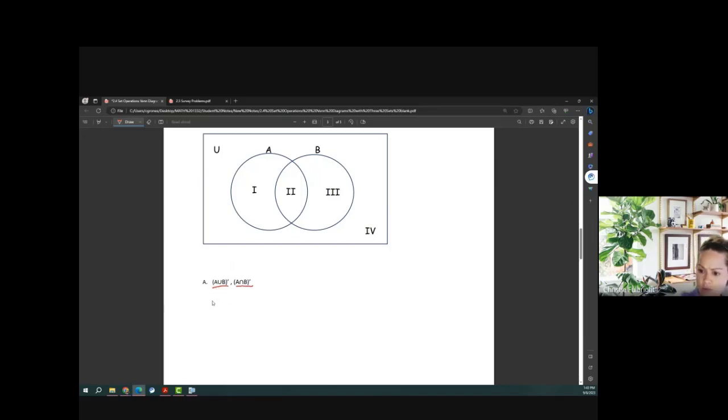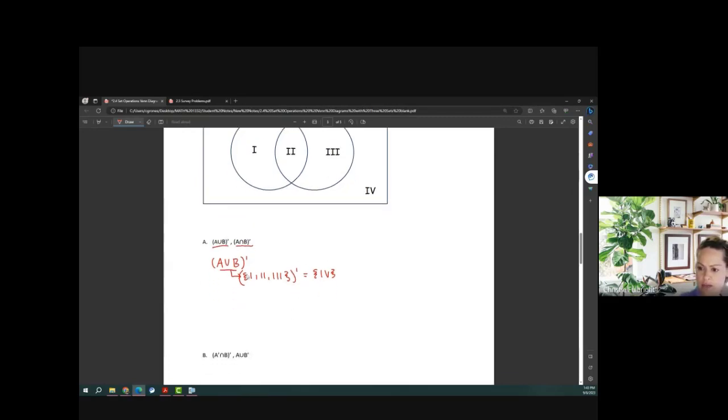So the first one, we have the union of A and B, and then we'll find the complement. So let's find that union first. The union of A and B, we would have Roman numeral 1, 2, and 3. And if we take the complement of that, it would be whatever is not in that set. So the only thing that would be left would be our Roman numeral 4.